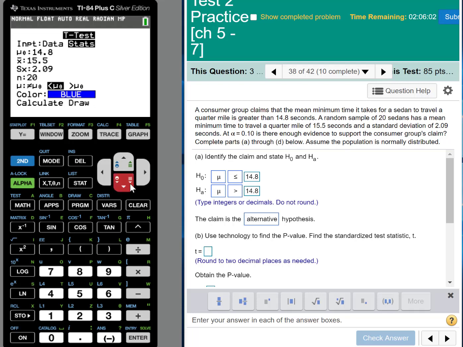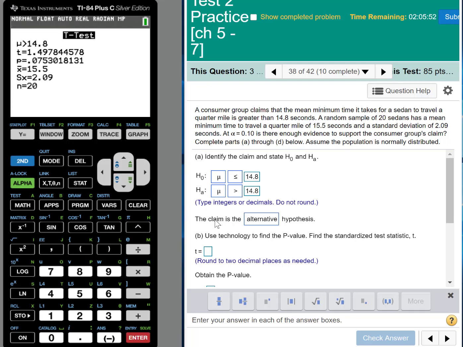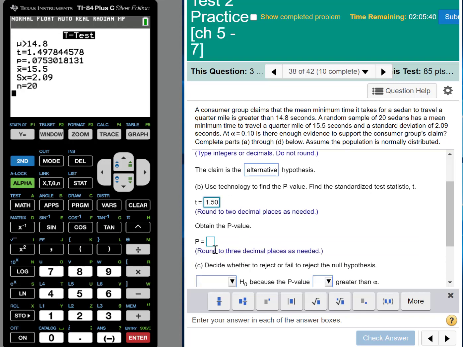Alright, so let's go to the next one, and that's a greater than, enter. And now we hit calculate. T is, he wants T to 2 decimal places, so 1.49. The 7, we're gonna make this a 10, so it will be 1.50. Just be careful with the rounding. Obtain the p-value to 3 decimal places, so 0.075.